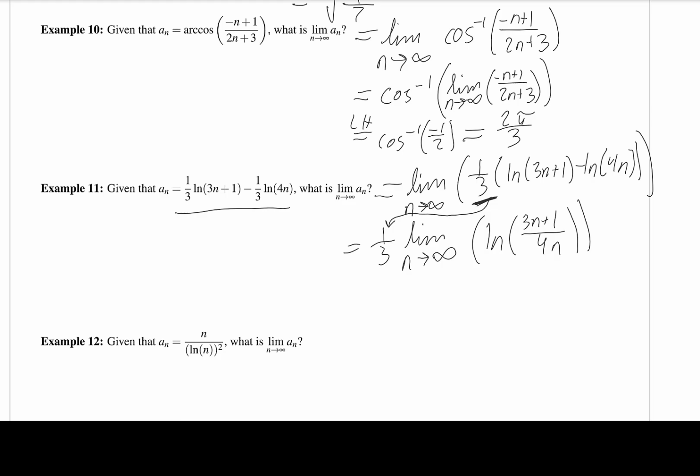Just like before, we're going to utilize the fact that we have a continuous function. So I'm going to move this limit inside our natural log. Then we can use L'Hospital's rule. And so we'll take the derivative of top and bottom. That'll give me 3 over 4. So then our answer is going to be 1/3 times ln of 3/4.